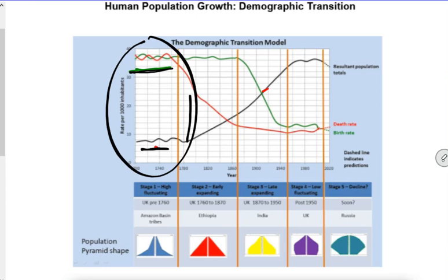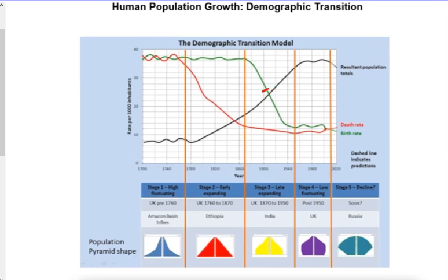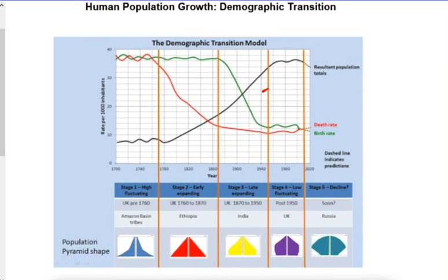Okay, and then when you move into the second phase, what's dropped? Can you guys tell? Up here, birth rate has stayed high, but what dropped? What is that? That's death rate. Okay, so as a result, you have your other line here that represents population growth. That's growing exponentially because your birth rate stayed high and your death rate dropped.